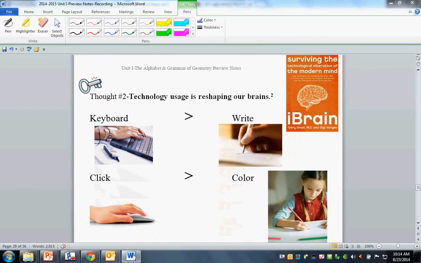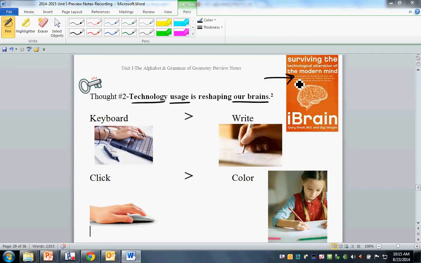Number two, digital technology usage is physically reshaping the way our brains are wired. It's changing the way we process information. Again, if you are interested in a citation, especially parents, if you might be watching this video, I highly recommend the book called The iBrain, written by Dr. Gary Small and Gigi Vorgan, Surviving the Technological Alteration of the Modern Mind.